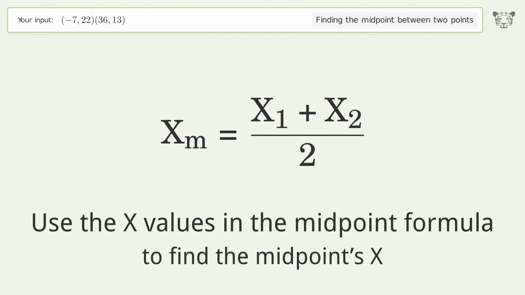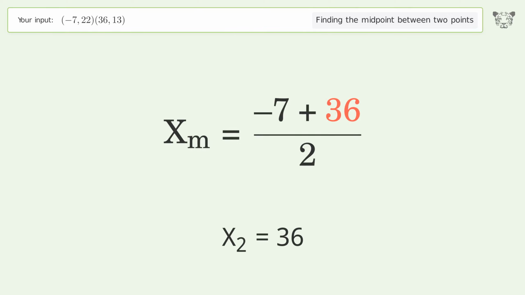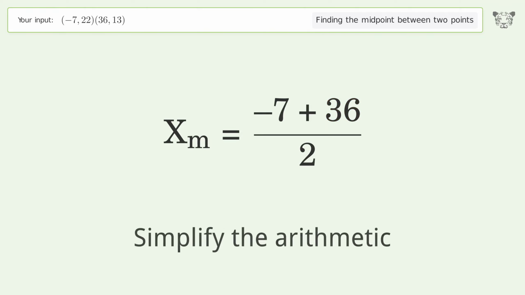Use the x values in the midpoint formula to find the midpoint's x. x1 equals -7. x2 equals 36. Simplify the arithmetic.